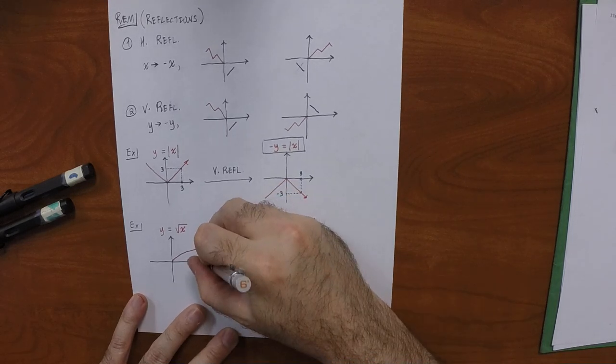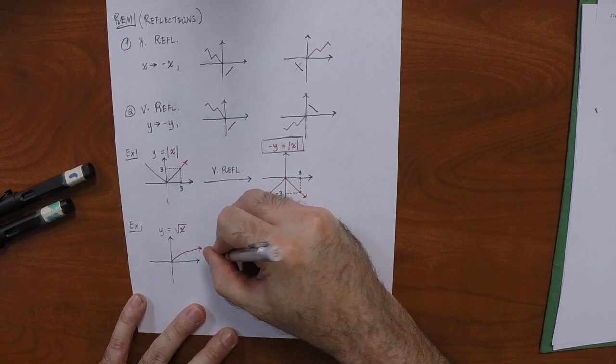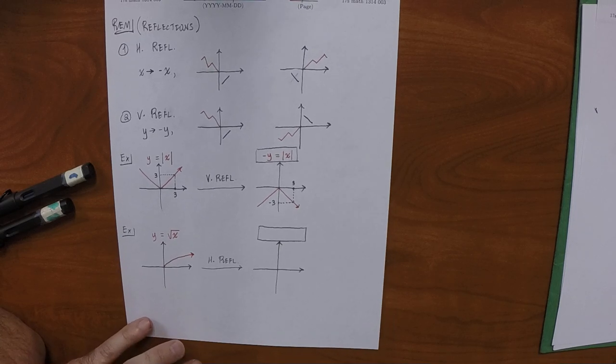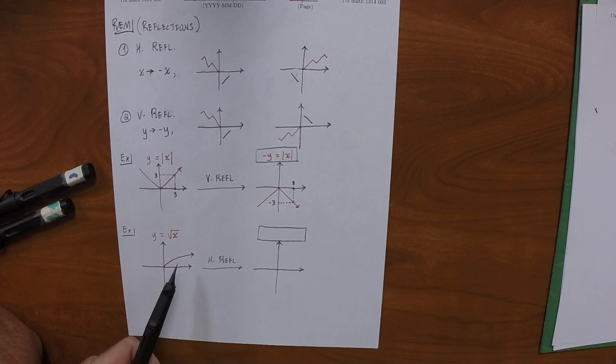Now what I want you to do is perform a horizontal reflection. So geometrically, most students have no problem with it. So could you look at this red? Can you imagine being that red? And since it's a horizontal reflection, what mirror are you looking at? The y-axis is a mirror, and you're looking at it. What would this red see if it was looking at the y-axis and the y-axis was a mirror? It'd be just like that.